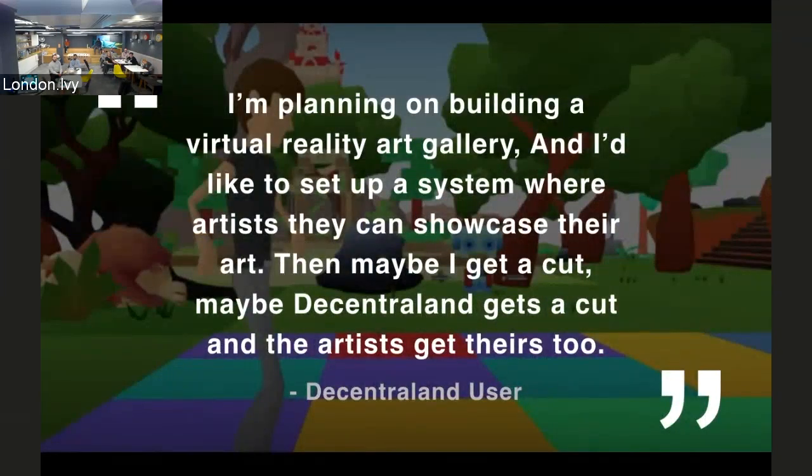So this is a lovely quote from one of the users: I'm planning on building a virtual reality art gallery, and I'd like to set up a system where artists can showcase their art and maybe get a cut, and maybe Central gets a cut, and artists get theirs too.